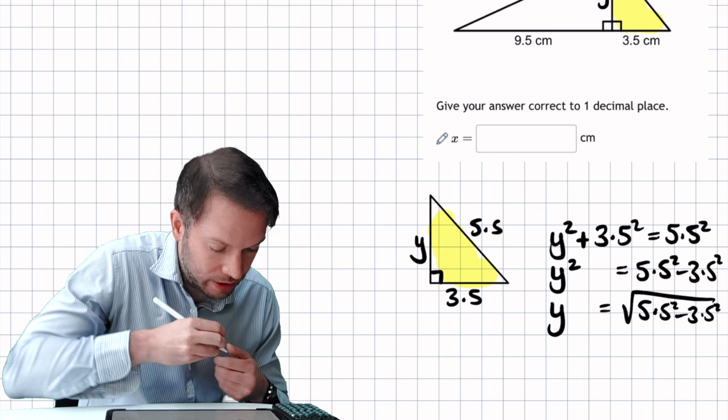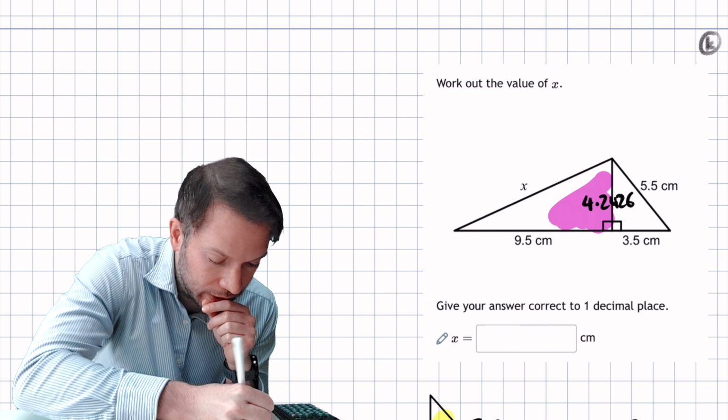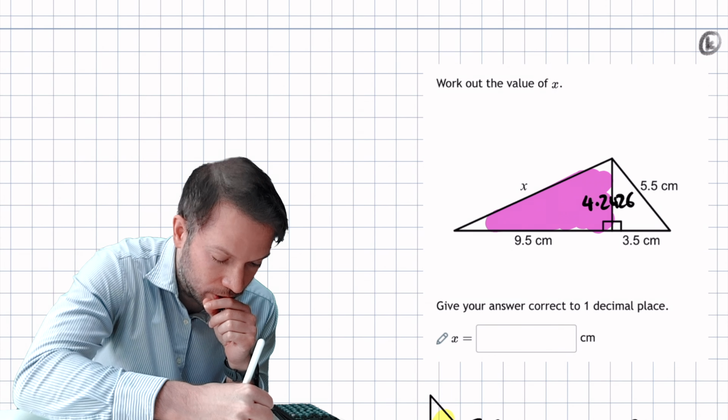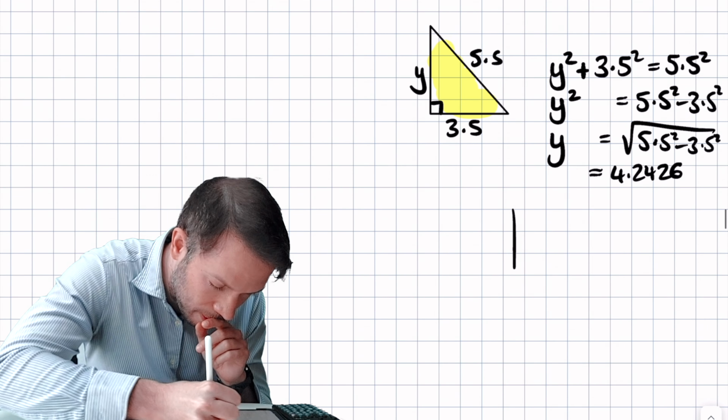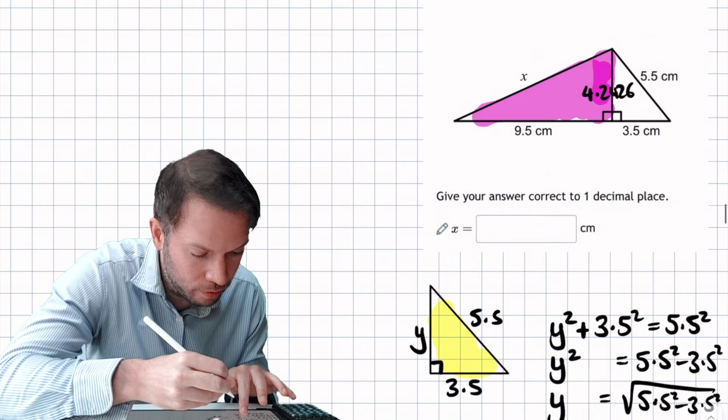So I can replace this y now with 4.2426. And now I've got two of the lengths on this triangle on the left now. So I can work out the third one, the hypotenuse. So if I draw this triangle, we've got the 4.2426 on the right. We've got the 9.5 at the bottom, and we've got the x at the top, which is the length we're trying to find.